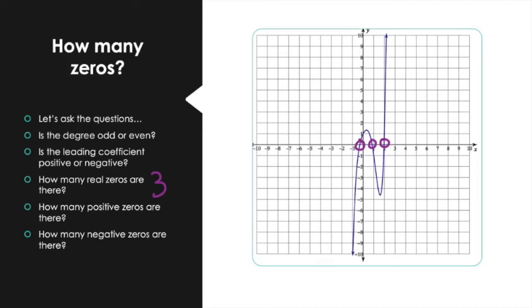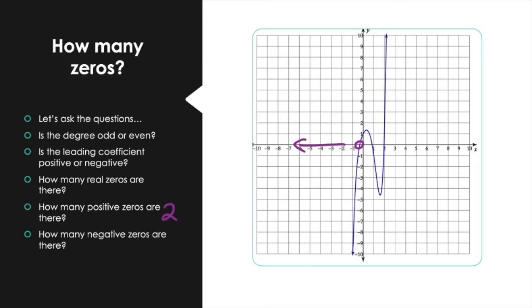How many positive zeros do we have? The positive zeros are the ones that are on this side of the x-axis, while the negatives are on this side of the x-axis. So the zeros that are on the right side of the x-axis are 2. That's how many positive zeros we have. We have 2. And how many negative do we have? 1, because it's on the left side of the x-axis.